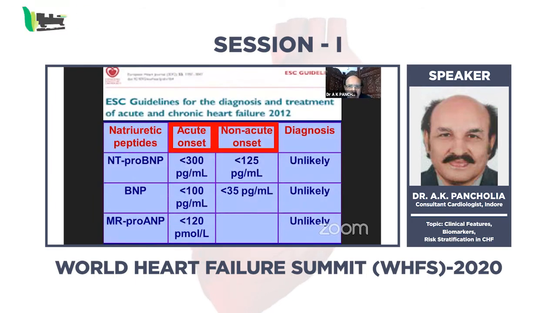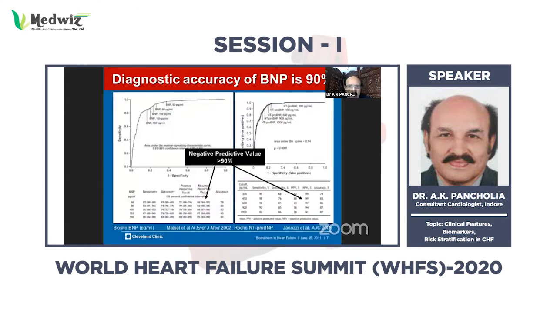And this is the ESC guideline for the diagnosis and treatment of acute heart failure. And here they set different targets for acute onset and non-acute onset. NT-proBNP less than 300 in acute onset, while in non-acute onset less than 125, while BNP less than 100 in acute onset and less than 35 in the non-acute onset, to rule out the diagnosis of heart failure.